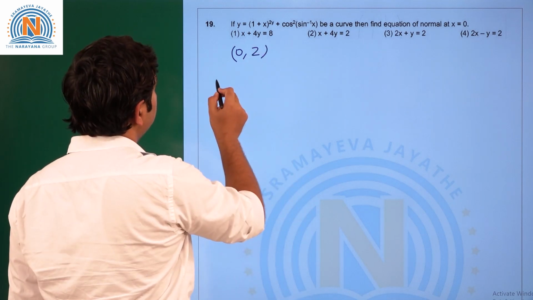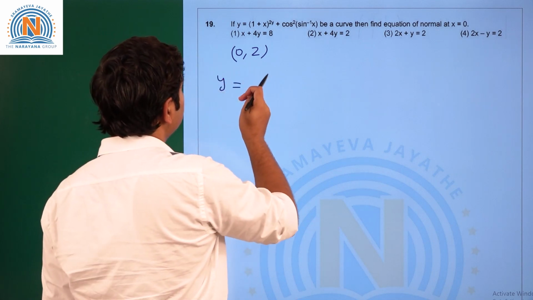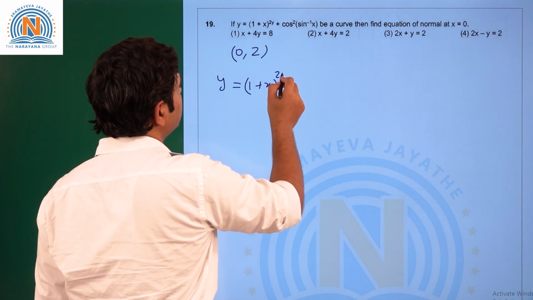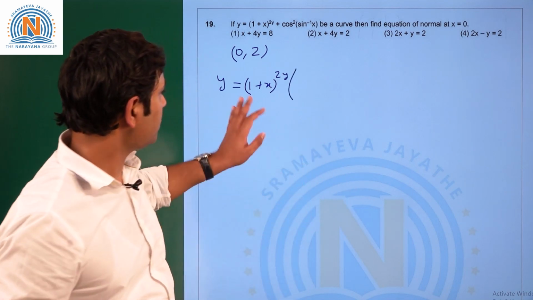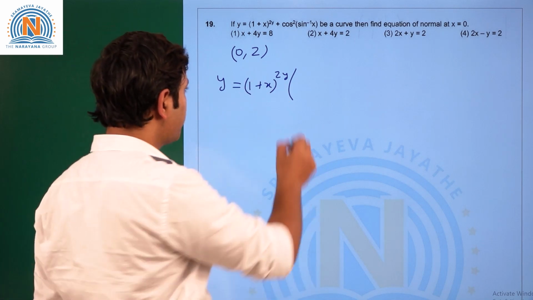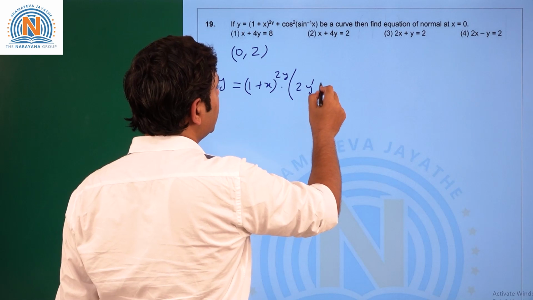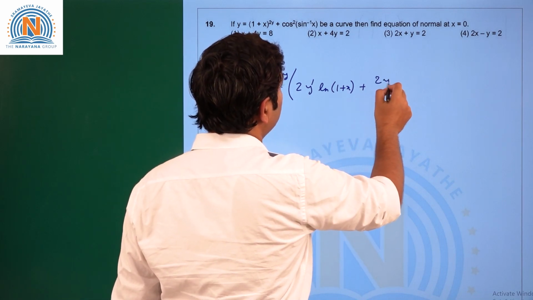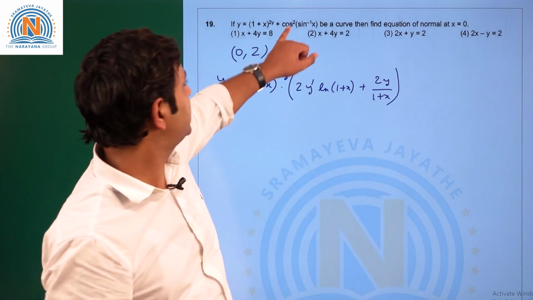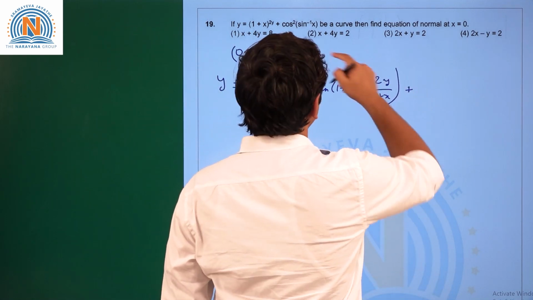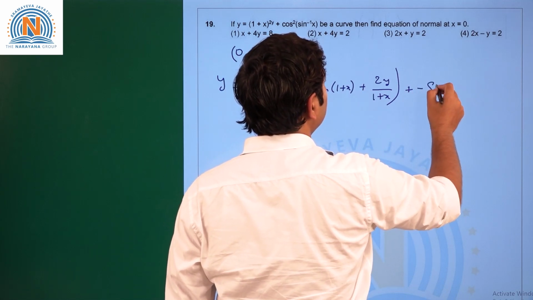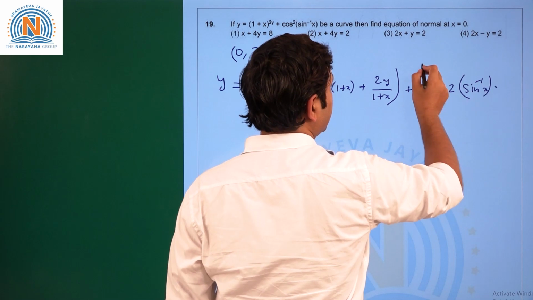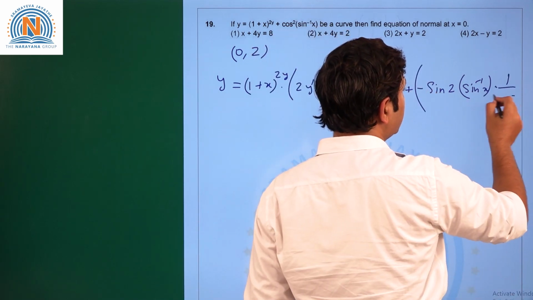Then we'll differentiate this. Differentiating, y is equal to e to the power 2y ln(1 plus x). Differentiating, we'll get the same term first, plus x to the power 2y, and then we'll differentiate 2y ln(1 plus x), which will be 2y dash ln(1 plus x) plus 2y upon 1 plus x. Then we'll differentiate this term, cos square sine inverse x. It will contain minus 2 sine of twice sine inverse x, multiplied by the differentiation of sine inverse x, which is 1 upon under root 1 minus x square.